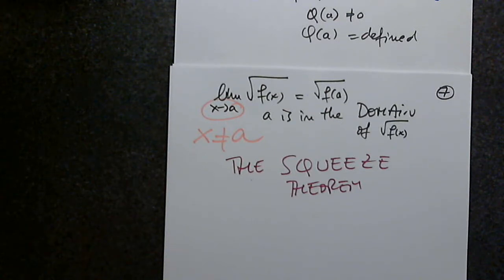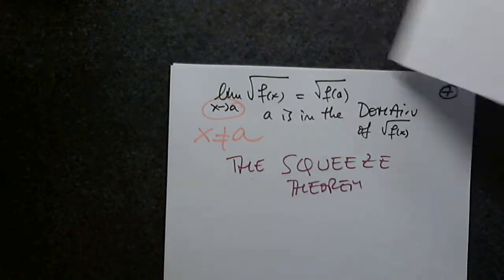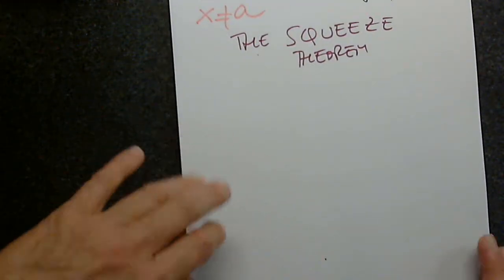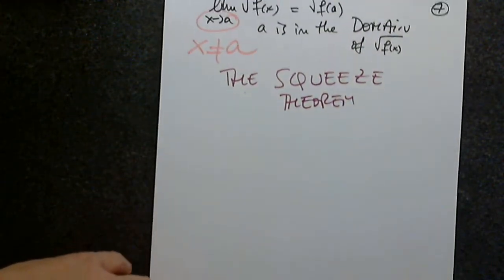If the limit of this function and the limit of this function both exist and they are the same, what will you say about the limit of the squeezed function as x approaches a? It's the same number, right? So now let's look at this. And why do we even need this theorem? I'll explain in a moment.